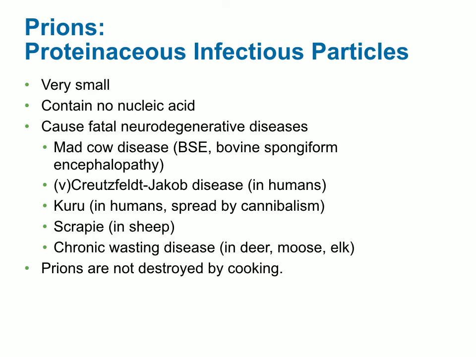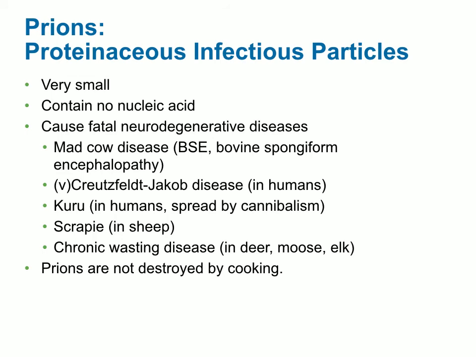So then let's go to prions. These are protein infectious particles. They're even smaller than viruses. These proteins contain no nucleic acid. They have no genome. And the only known prions are those that cause fatal neurodegenerative diseases. These include mad cow disease, which is called bovine spongiform encephalopathy, Creutzfeldt-Jakob or Kuru in humans that are spread through cannibalism, and then scrapie, which is in sheep. We also see chronic wasting disease in deer.